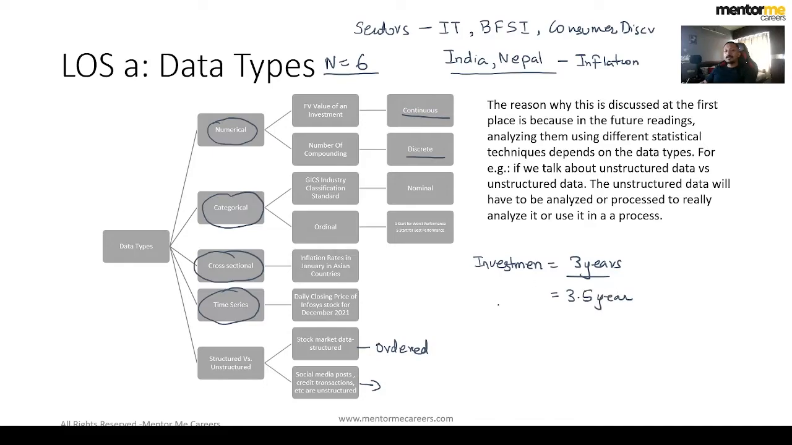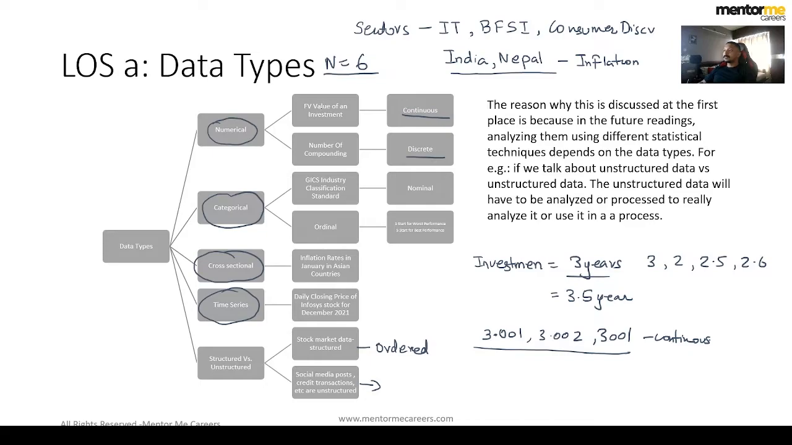But will you ever ask me about an investment for 3.001 or 3.002 years? Data where the values can take any of these numbers is called continuous data. So continuous numerical data is what they mean. And when you look at discrete, that means there are only specific values you would be interested in, like 2.5, 2.6, not really a continuous series.